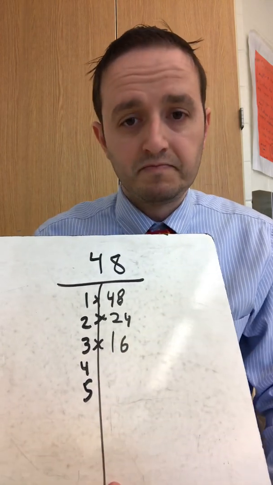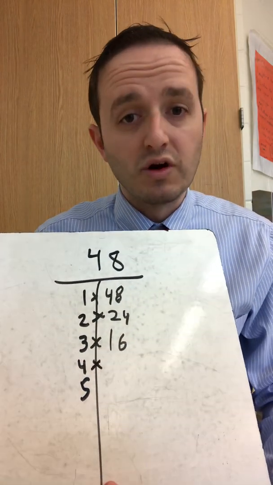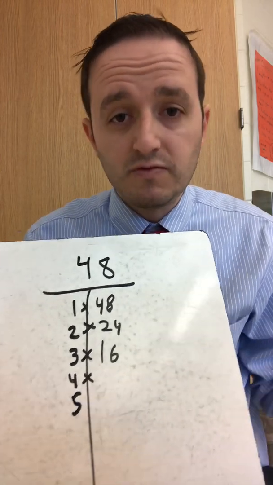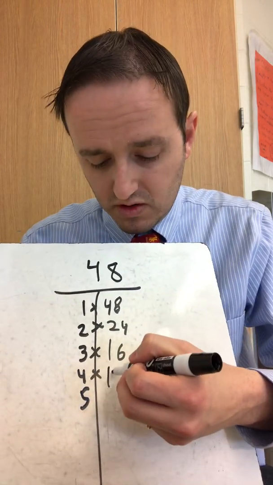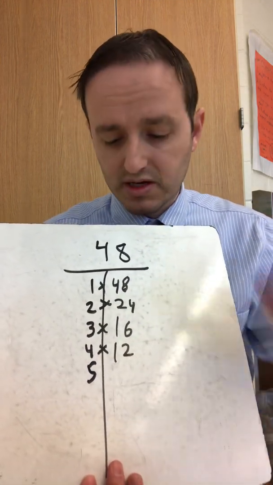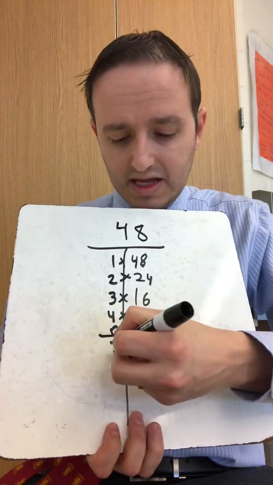Let's look at 4. Okay? You could sing your song again, but your 4's. So when you sing your song, you would count from 4 all the way to 48, and hopefully you would know that 4 times 12 is 48. Now I can tell you right now, 5 doesn't go in because it doesn't end in a 5 or a 0. Uh-oh, but I didn't hit a double, so I got to keep going.